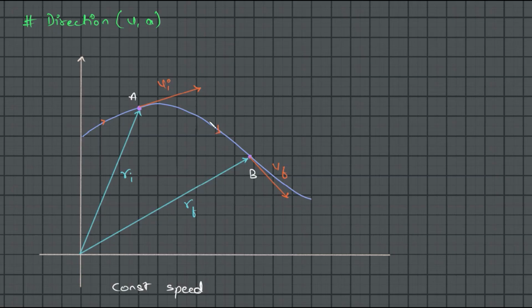If the particle was moving the other way around, then this would have been my initial point. This is your final point. My tangent would have been pointing towards the left. This also will be pointing towards the left, right? All of those small things, I hope you guys have understood by now.